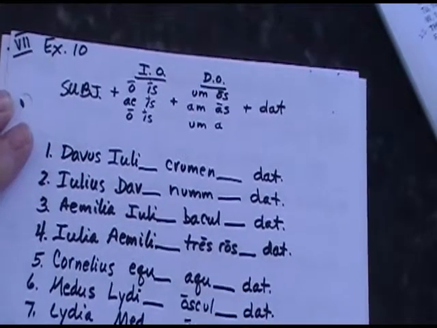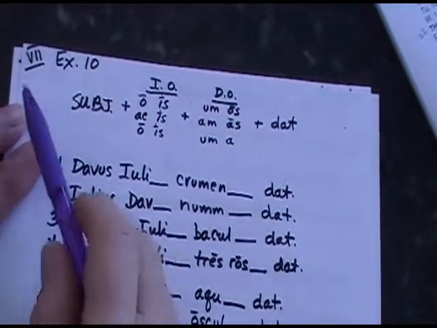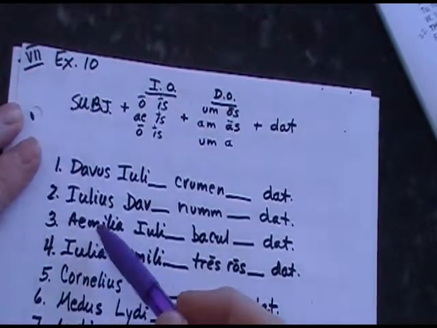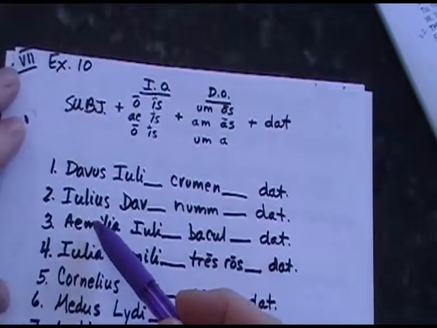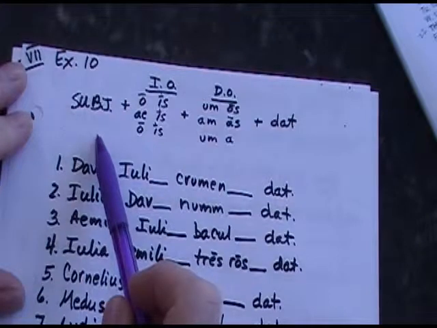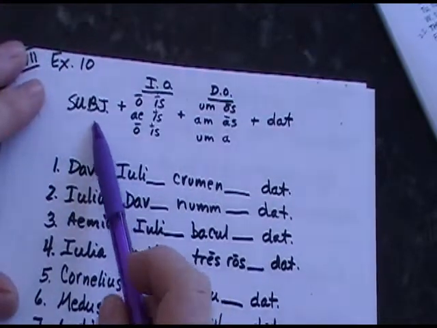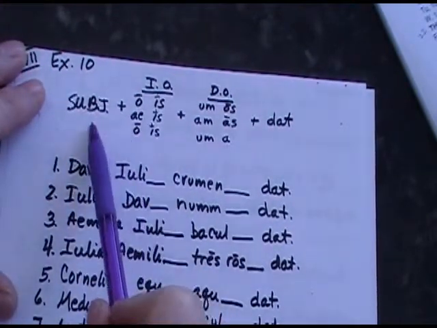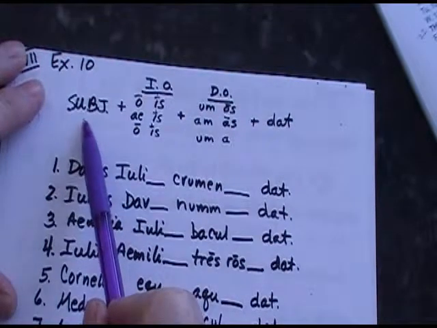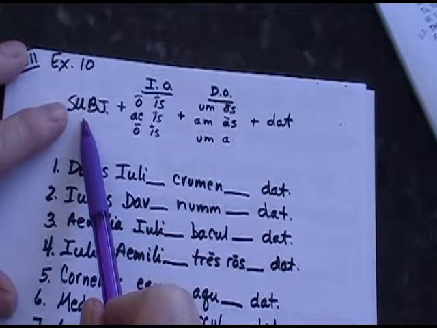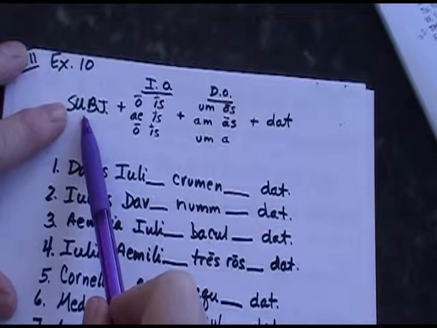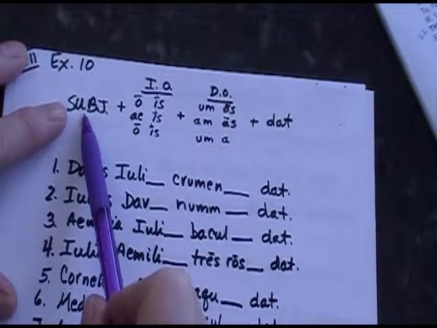Alright, so in this video we're going to go over Chapter 7, Exercise 10. And you see we've got a little chart at the top here, which you also have in your book. We have the endings. Well, first of all, we have the sentence structure of a sentence with an indirect object.